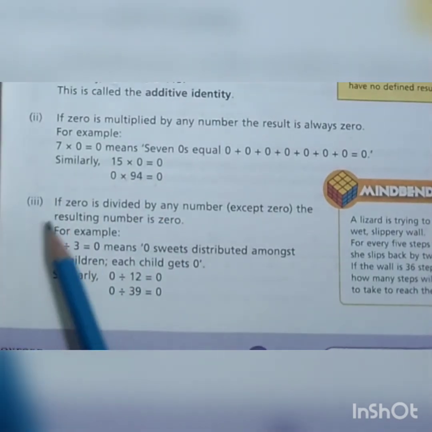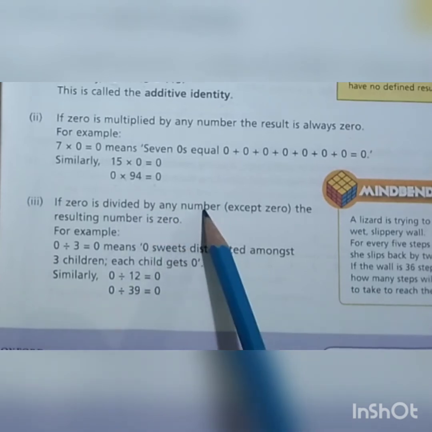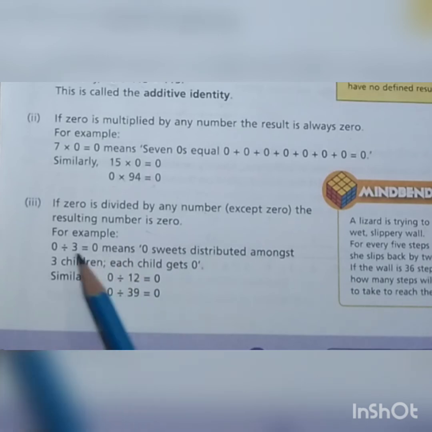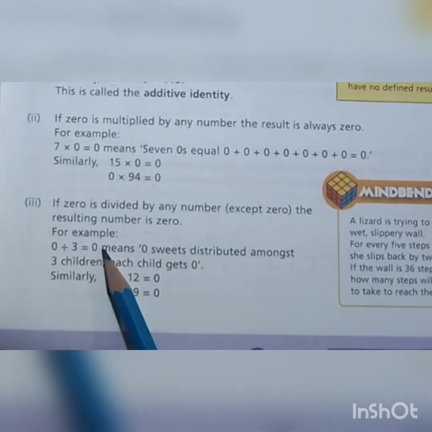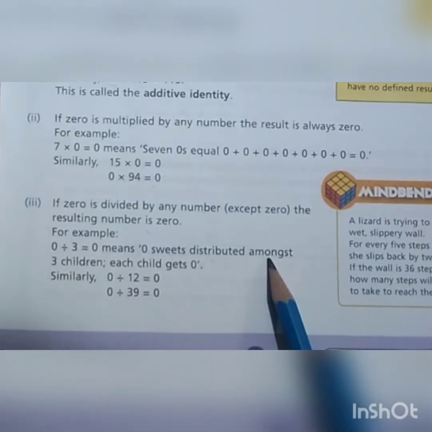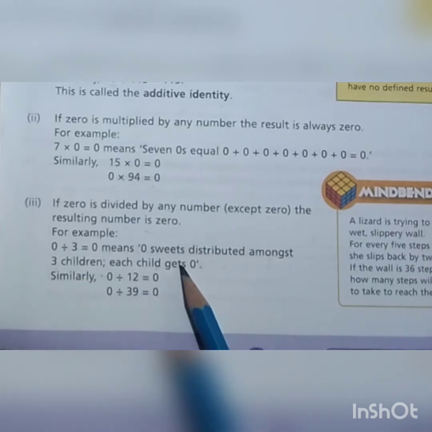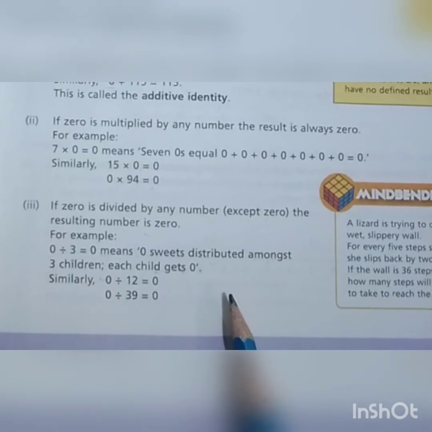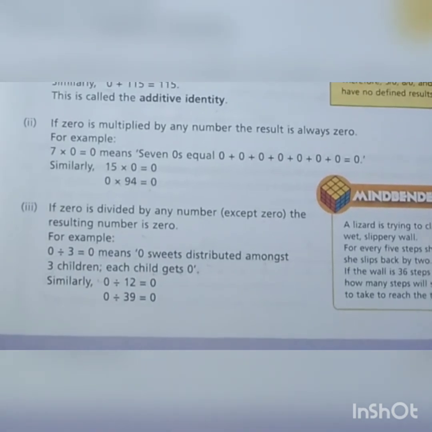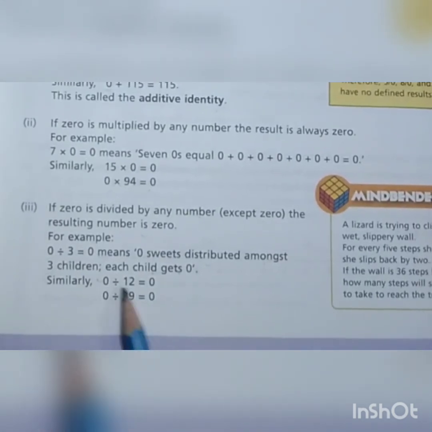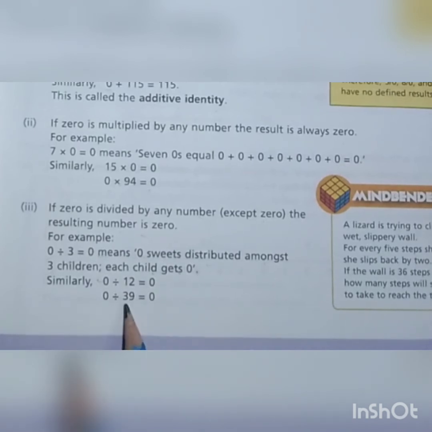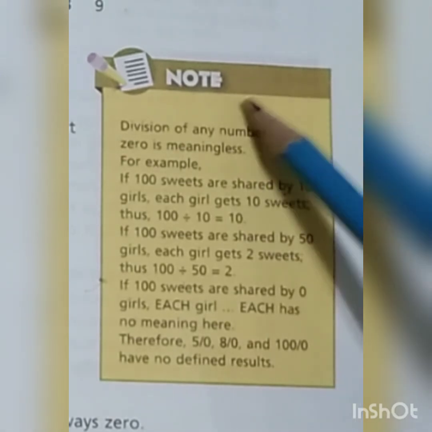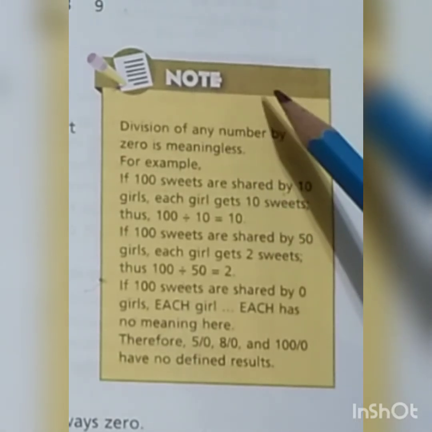Property number 3 is if 0 is divided by any number except 0, the resulting number is 0. For example, 0 divided by 3 is equal to 0, means 0 sweets distributed amongst 3 children, each child gets 0, because there are no sweets that can be distributed among 3 children. The other examples are 0 divided by 12 is equal to 0 and 0 divided by 39 is equal to 0.